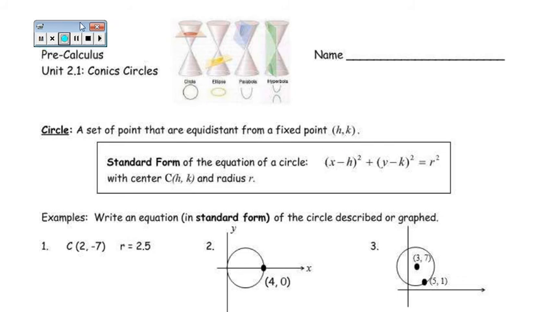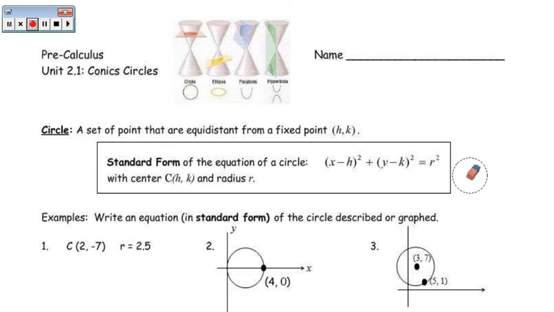Okay, today we're going to start our next unit on conics, and the first one that we are going to work with is the circle. And the circle happens when you take a conic shape here and you slice through it. If you were to look straight down, what you would see is a circle.